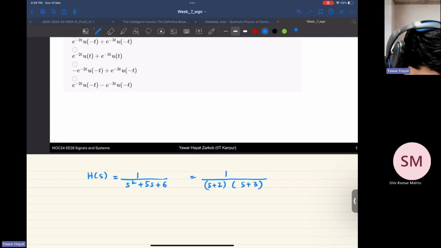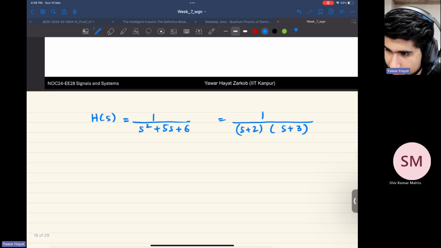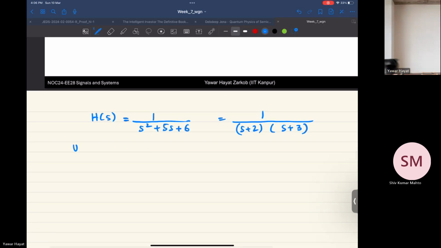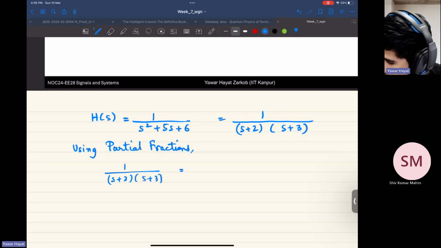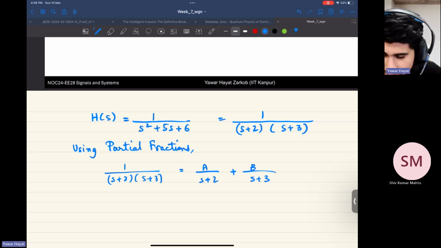I mean, I have options here. Either I can use partial fractions, because that method would be valid in general. Using partial fractions, we can then write this 1 by s plus 2 times s plus 3 as A by s plus 2 plus B by s plus 3.